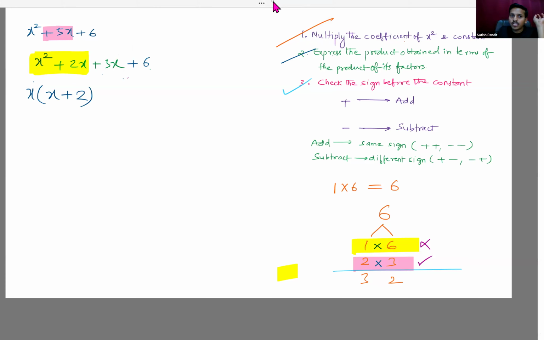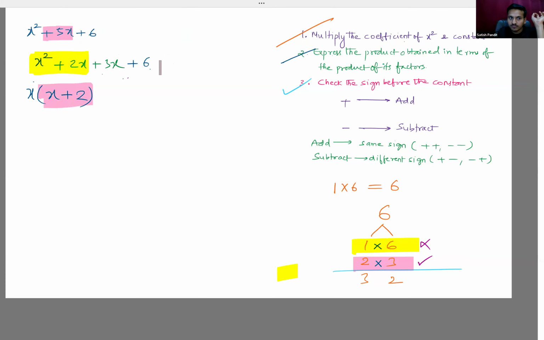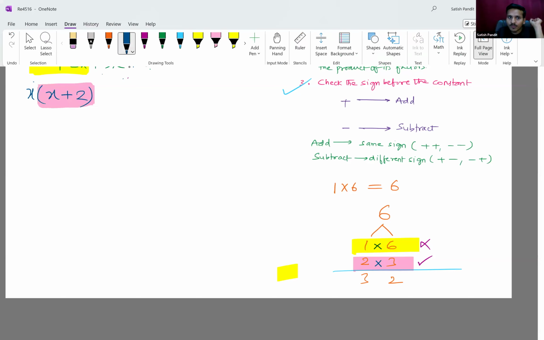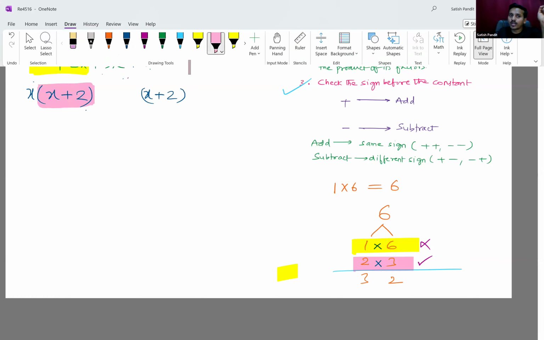Now, whatever we have got in the bracket, we'll write this thing once again. We'll leave some space and write that thing again, x plus 2. Okay. This is the procedure we'll follow to factorize any quadratic polynomial.